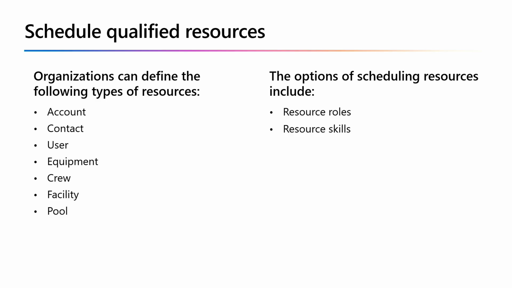When it comes to scheduling resources, there are some options, including resource roles and resource skills. Resource roles specifies one or more roles in an organization that can be associated with different resources. Roles can be added to specific resources and schedulable items, like a work order, to ensure that only resources with that role are suggested as people to work on an item.